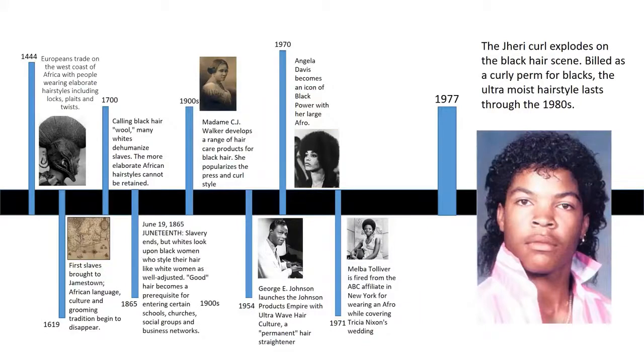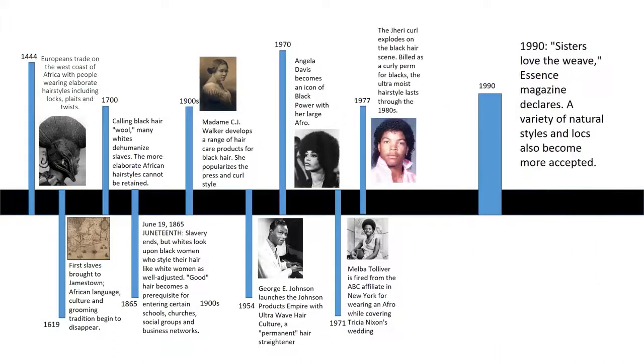In 1977, the Jerry curl explodes on the black hair scene. Billed as a curly perm for blacks, the ultra-moist hairstyle lasts through the 1980s. In 1990, Sisters Love the Weave, Essence magazine declares. A variety of natural styles and locks also become more accepted.